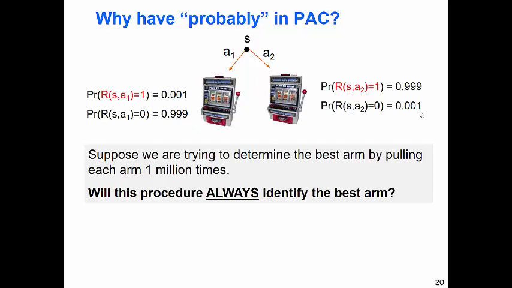So you can't say always. You can't guarantee that this will always work in theory. So this is why, in theory, we have to have a "probably" in all of the results. You can say we can identify the best arm with high probability, but we can't guarantee that we can identify the best arm because you may just get unlucky. So this is really a theoretical point, but a very important one. And that's why we have the "probably" here.